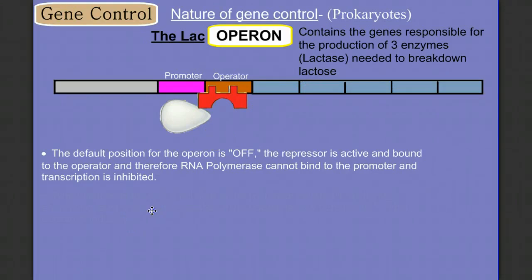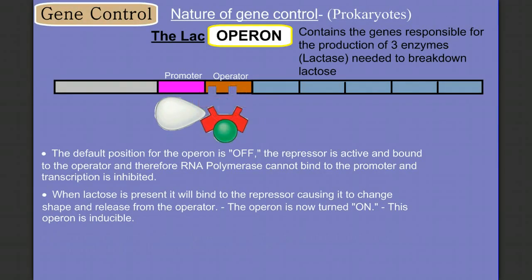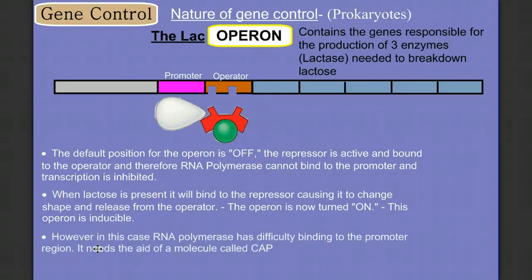Now, when lactose is present, it will bind to the repressor, causing it to change shape and release from the operator. So we are switching the system on in the presence of lactose, which makes sense. We don't need to make lactase unless we have lactose. But there's a little bit of a problem. It turns out that in this case, this RNA polymerase has a really hard time binding this promoter. It needs the help of a molecule called CAP.